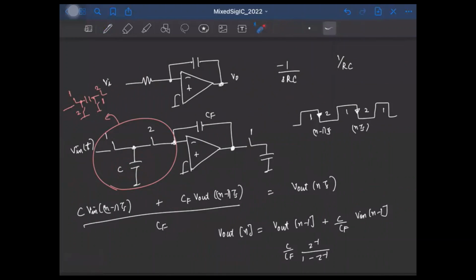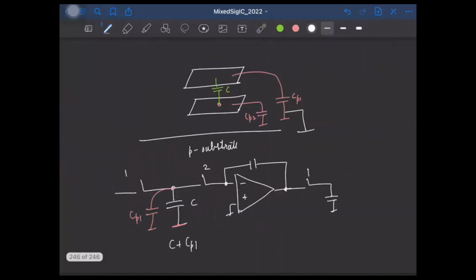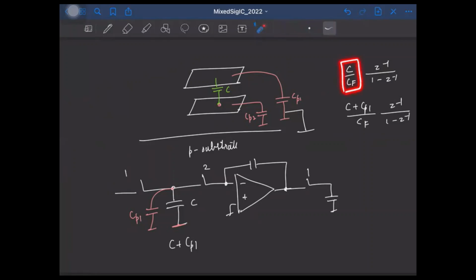So which means the final transfer function here, instead of being C by CF into Z inverse by 1 minus Z inverse, it will now be C plus CP1 by CF times Z inverse by 1 minus Z inverse, right? So in the earlier case, we just had ratios of these two capacitors, and as we saw earlier, this ratio can be extremely well controlled. But now, along with that, we also have this additional parasitic capacitance, right? So this will again change our transfer function. Okay, so that is why this kind of switching is not preferred. And this integrator is also called a parasitic sensitive switched capacitor integrator, right? Because the transfer function you realize is sensitive to the parasitic capacitance.